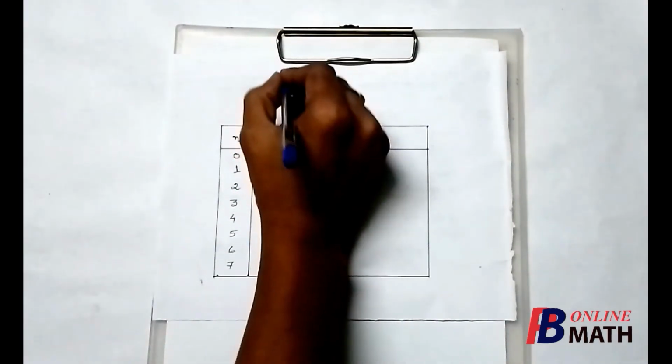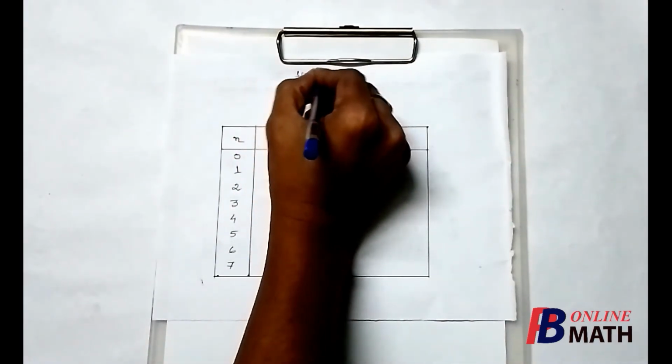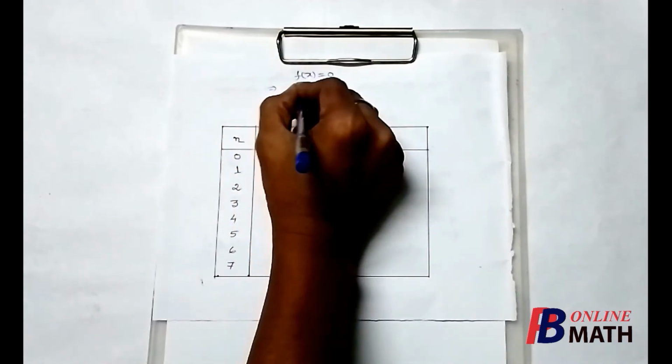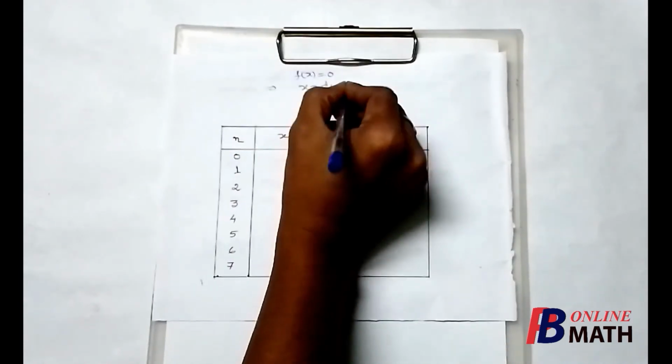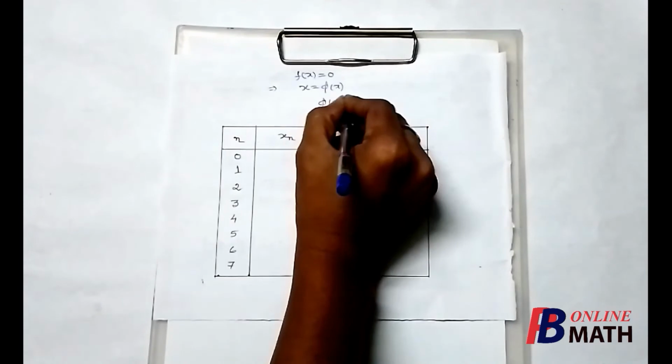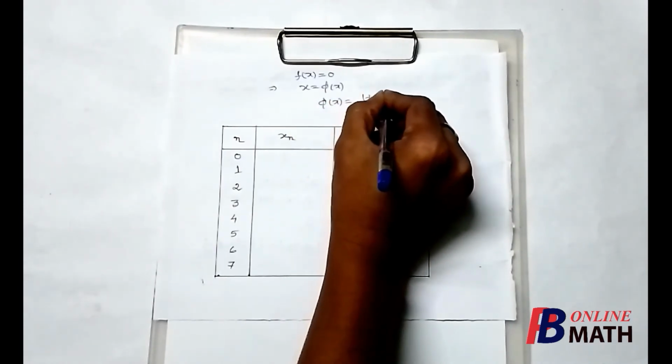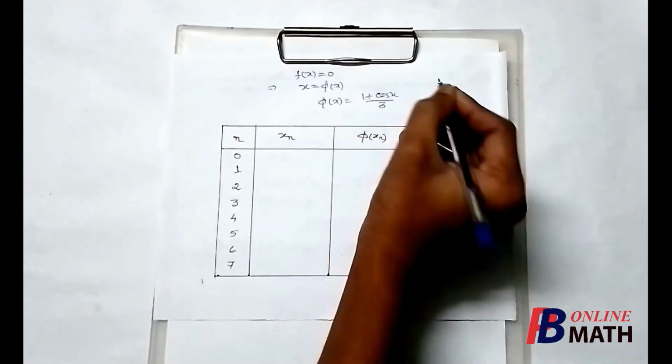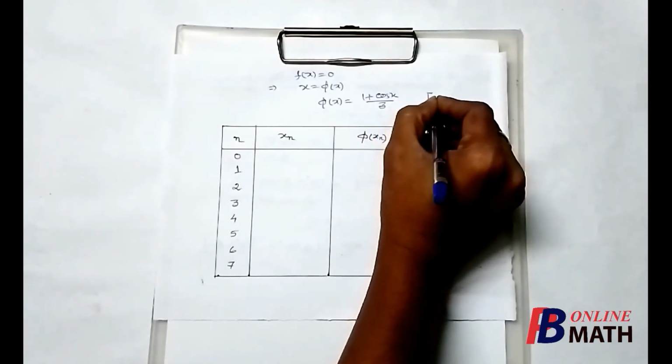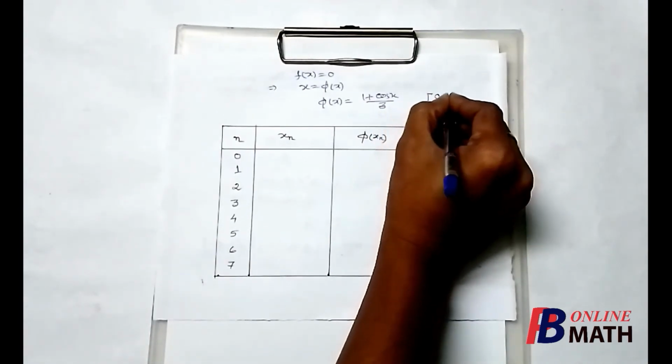So we have written the equation f(x) equal to 0 as x equal to phi x, where phi x equal to (1 plus cosine x) by 3, where the interval where the exact root lies is between 0 and 1.